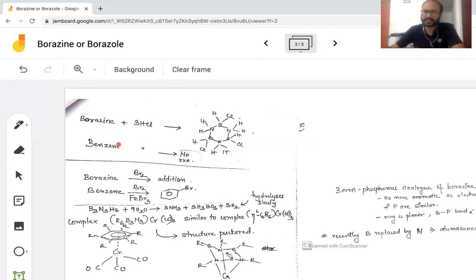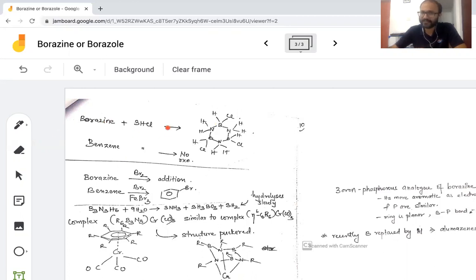There is no reaction in which benzene will react with HCl. So it would remain benzene itself. However, when you treat borazine with HCl, what will happen? It will add on the HCl molecule, like when you add HCl onto a double bond. The H and Cl are going to add across the double bond. In a similar way, an addition reaction is what is happening when you treat borazine with HCl.